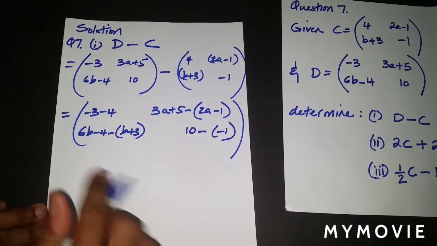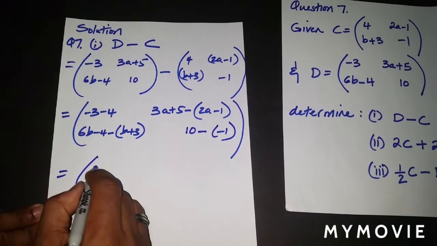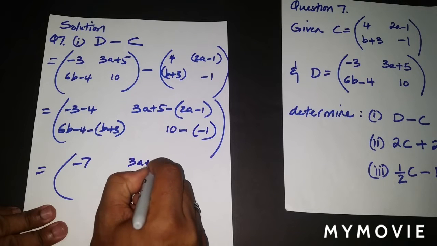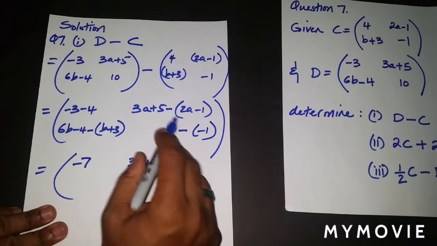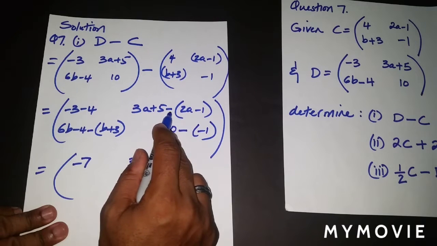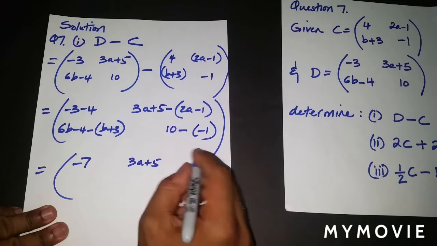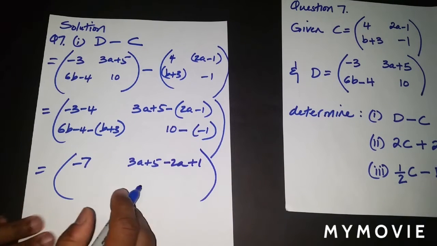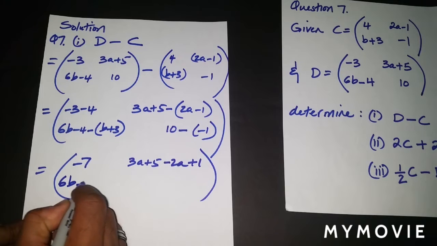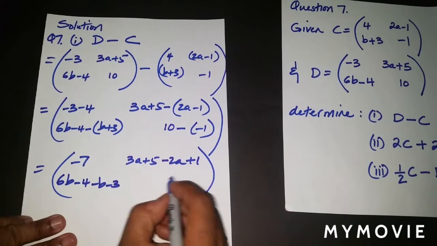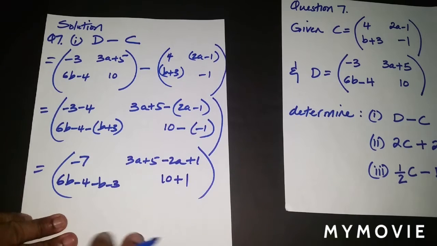Okay, so here it's going to be minus 7 right away. We have 3a plus 5, and we're removing the brackets now, so the negative sign will change the positive 2a to negative, and the negative sign will change the negative 1 to positive. So it'll be minus 2a plus 1. That's what you're supposed to have. 6b minus 4 minus b minus 3, and of course 10 plus 1.